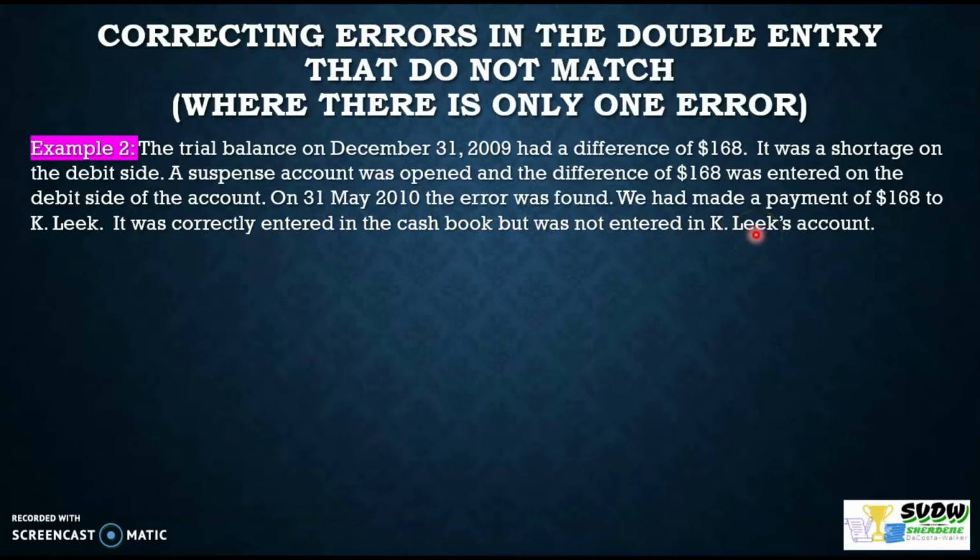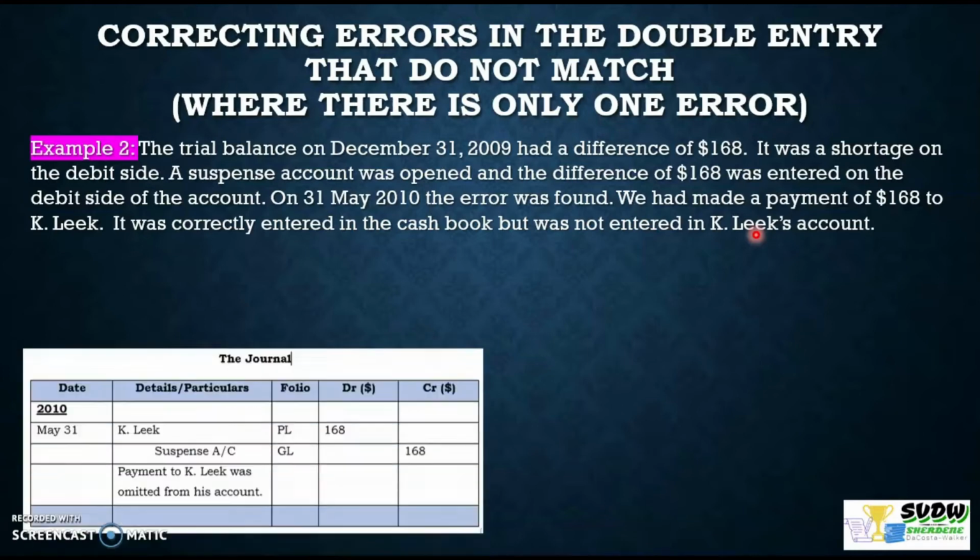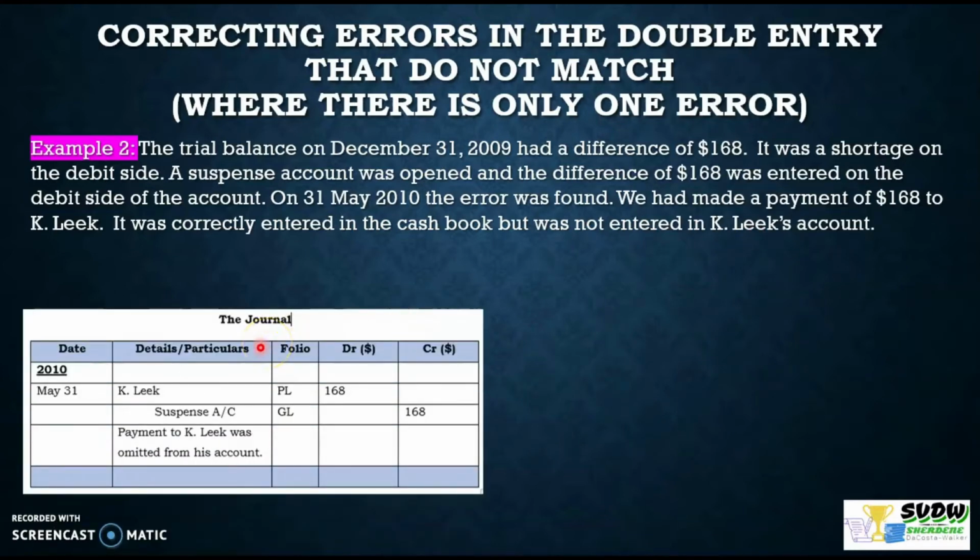So remember when we mentioned the errors and we said that there are times when you enter in one account but do not enter in the other. So you have a credit entry but no debit entry, or you have a debit entry and no credit entry. So let's look at how we would have treated that in the journal. Because we made a payment to K-Leak, it is going to be debited in his account. So we're going to debit K-Leak and then we're going to credit the suspense account to show that this correction is being done. So payment to K-Leak was omitted from the accounts.